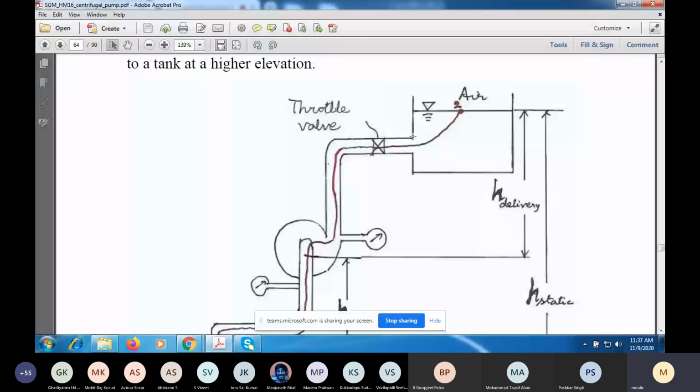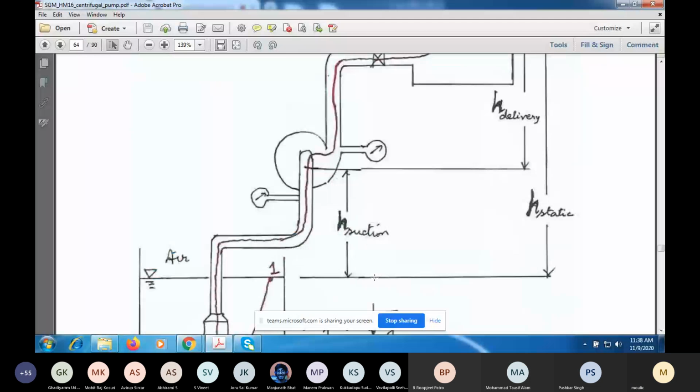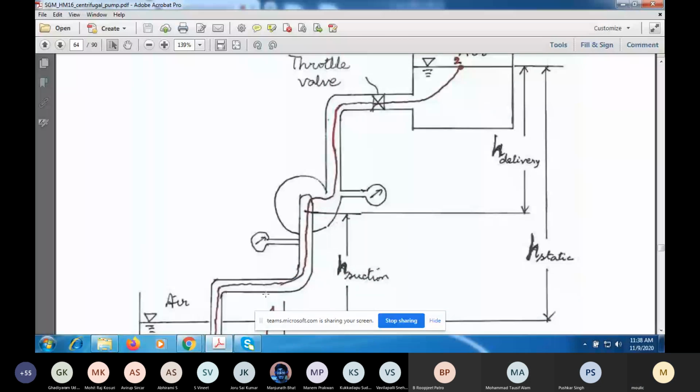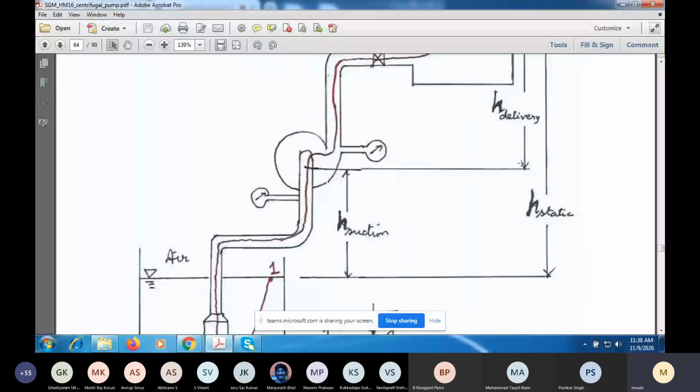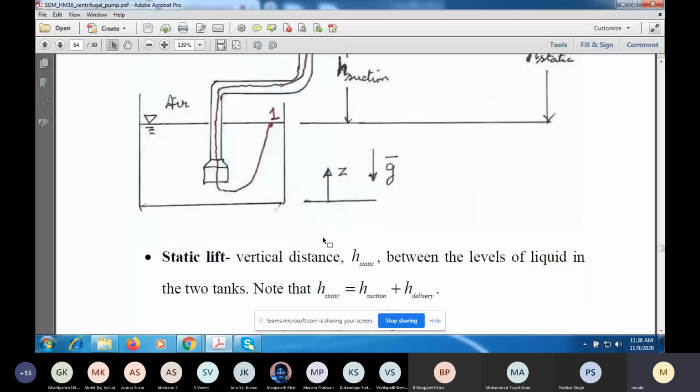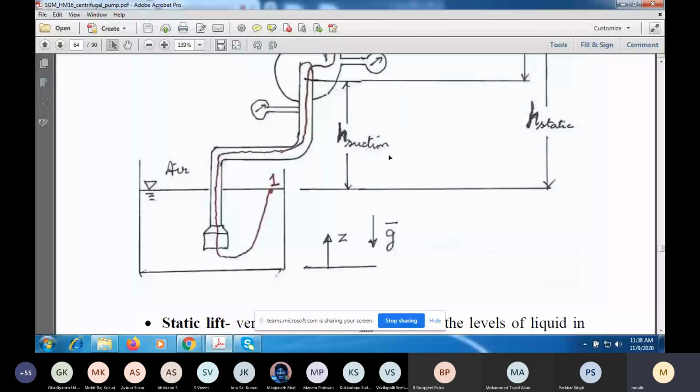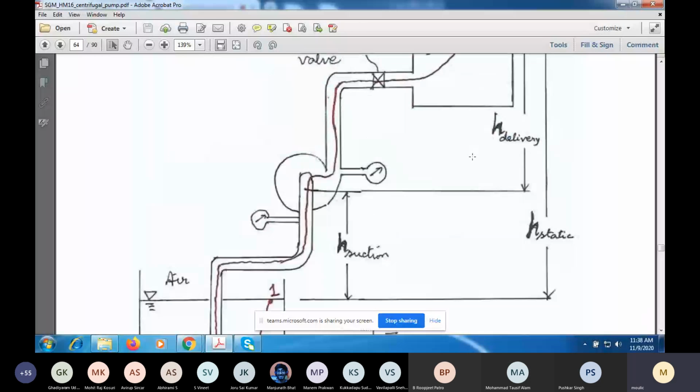Now, look at the level of water in this pump. This is Z equal to Z2, and this was Z equal to Z1. This level is at a certain height above the inlet to the pump. So this is called the delivery head. And this total difference between Z2 and Z1 is what you call the static lift. So suction lift, delivery lift, and static lift. So the static lift is the sum of these two.